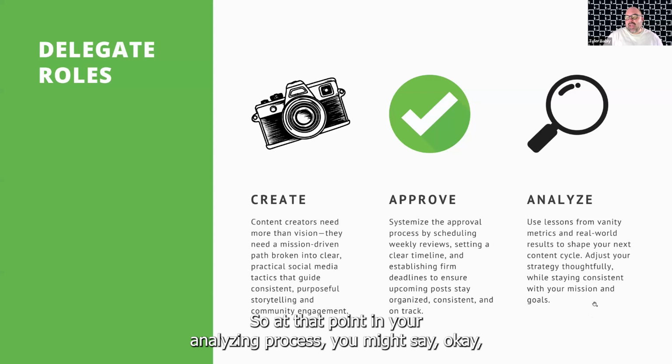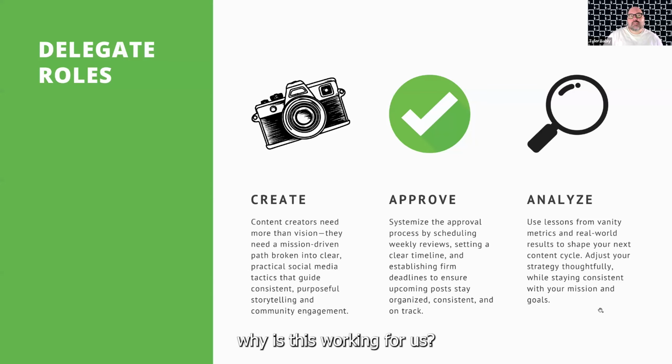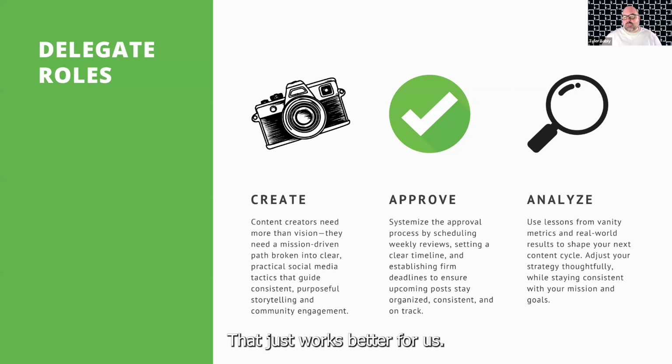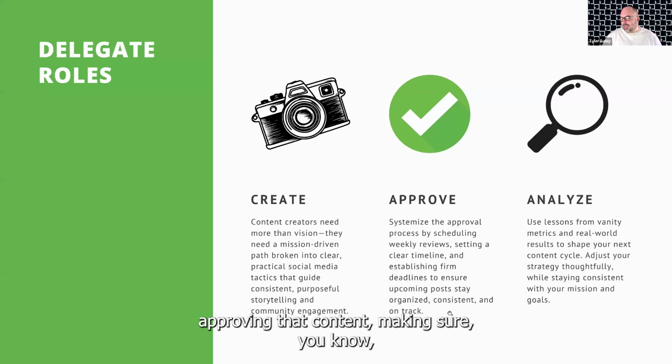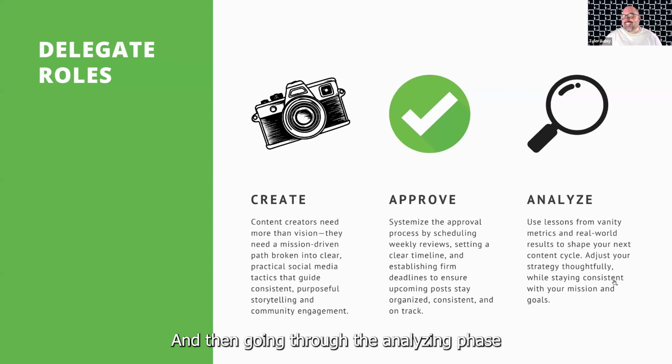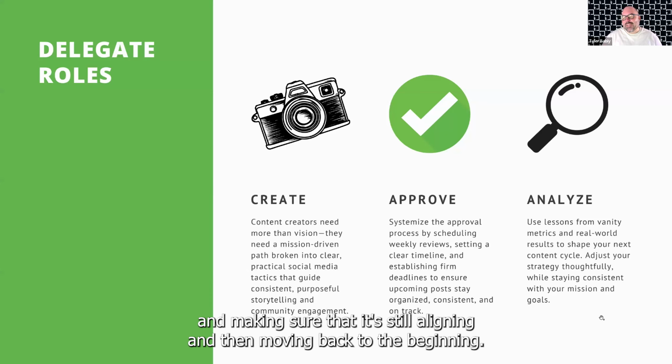So at that point in your analyzing process, you might say, okay, why is this working for us? Is there another iteration we can do, or something we can do moving forward that we can replace it with that just works better for us? So that's the cycle of creating, approving that content, making sure all the swear words are spelled correctly, just jokes. And then going through the analyzing phase and making sure that it's still aligning, and then moving back to the beginning.